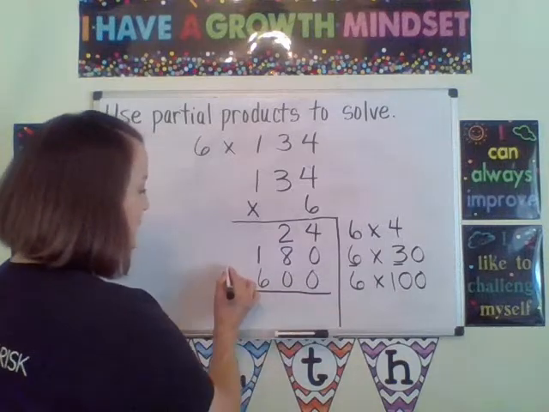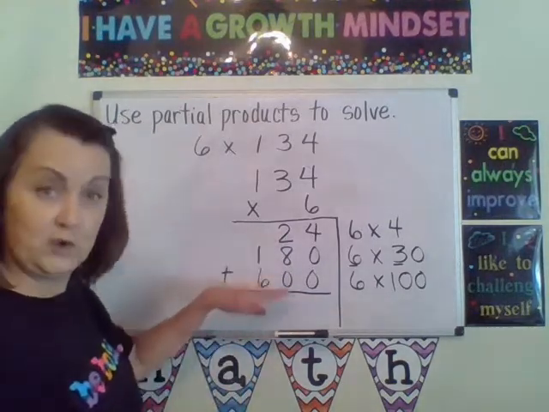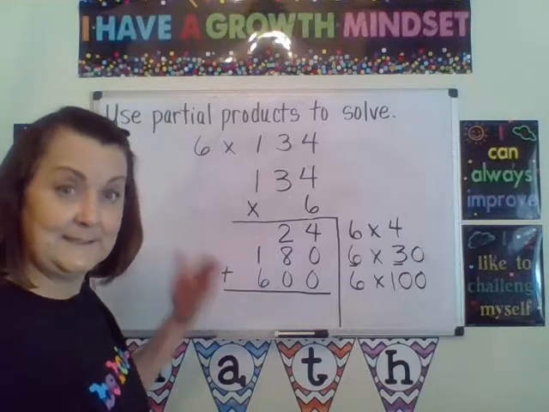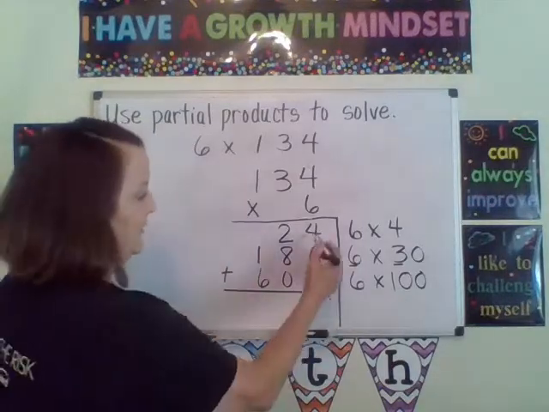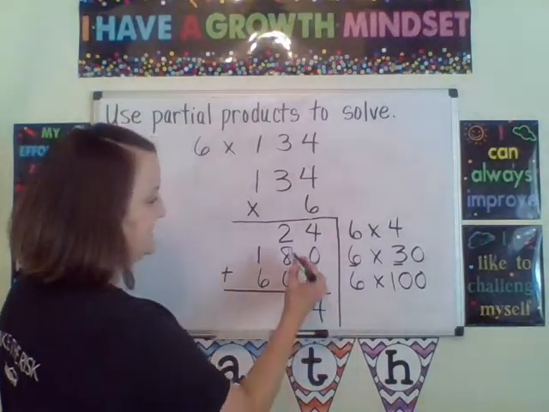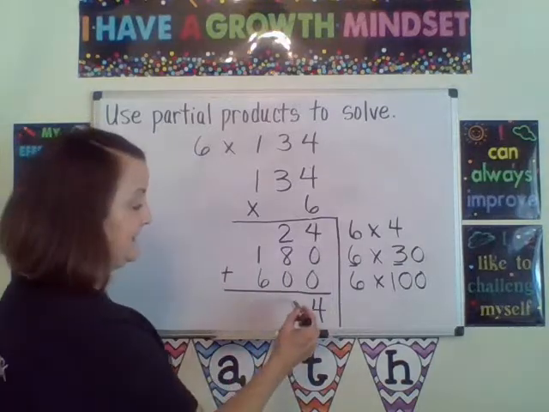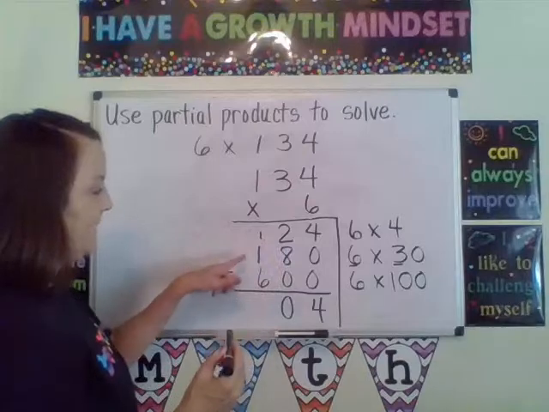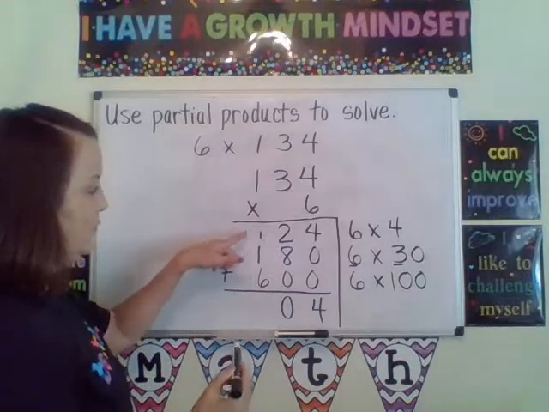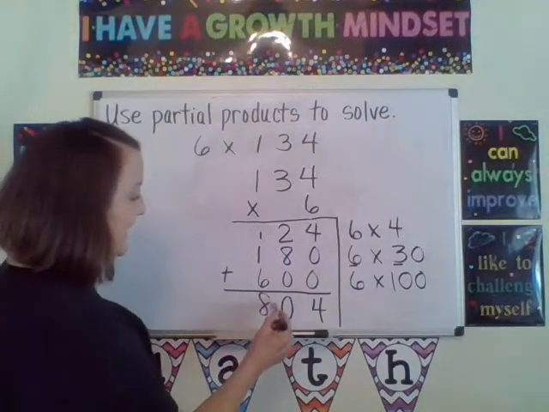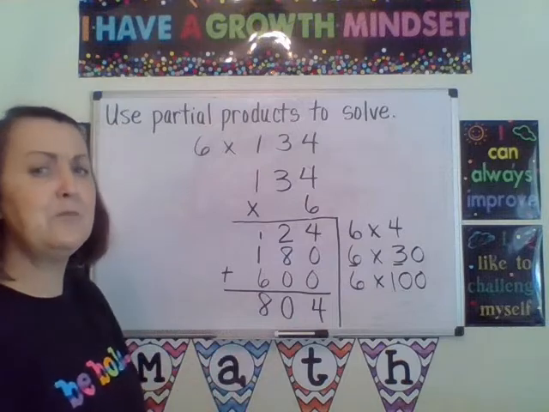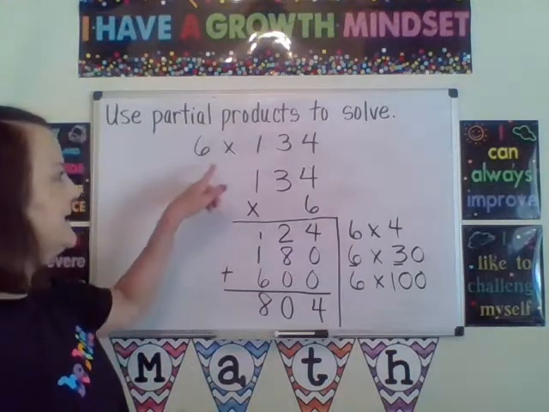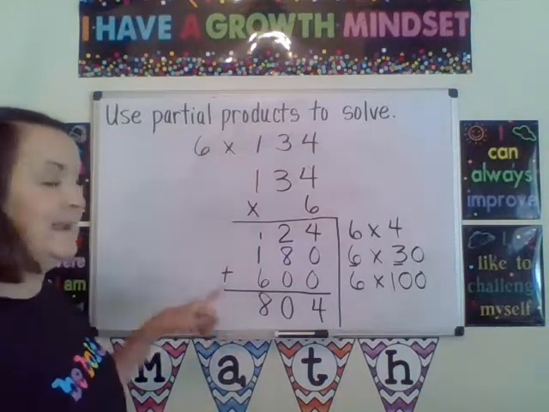And then we can add all these partial products up together. And we have 4 ones. 8 tens plus 2 tens is 10 tens. So we have to regroup. Now we have 3 addends. 600, 100, 100 is 800. So the product of 6 times 134 is 804.